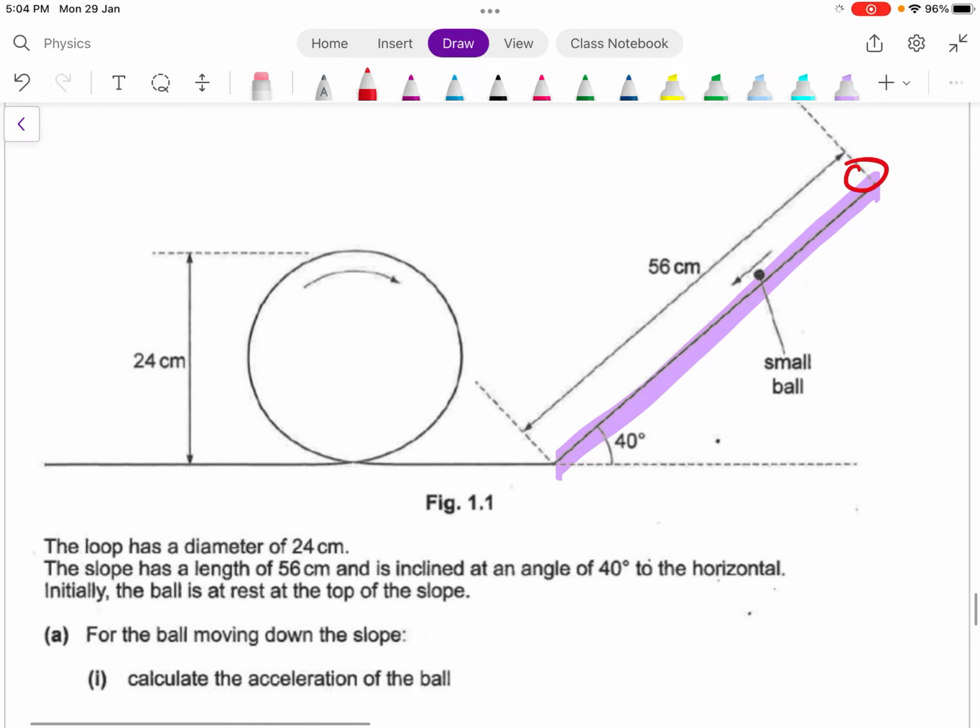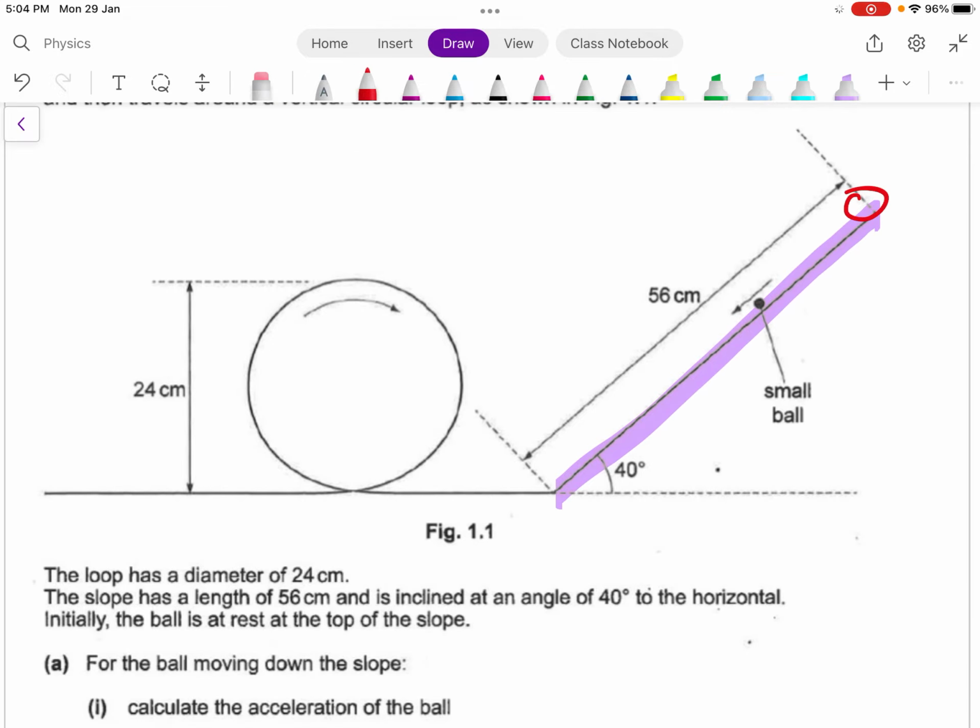For this question, it is actually testing us on our resolving of vectors. We know that this small ball has a weight component, mg, and when you look at the slope, don't forget to resolve. There is a perpendicular component and a parallel component, with respect to the slope. What is causing the ball to accelerate downwards is this parallel component that I highlight right here. This light blue component is causing the ball to accelerate downwards.